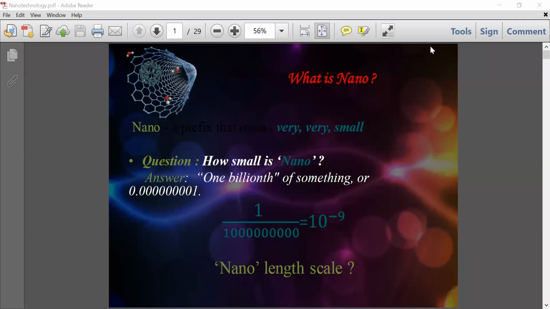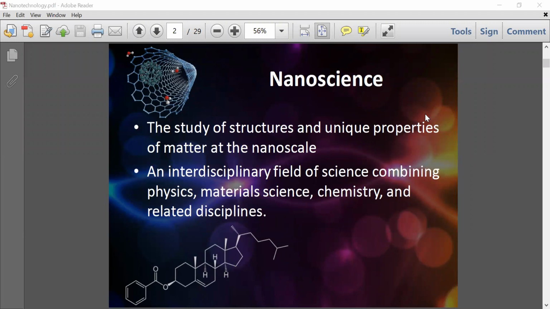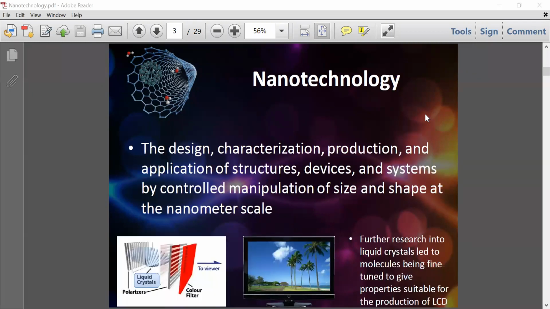Today we are going to discuss nanoscience and technology. What is nano? Nano is very, very small. That is 1 billionth of something, or 10 raised to minus 9. And the study of structures and unique properties of matter at the nanoscale is called nanoscience.